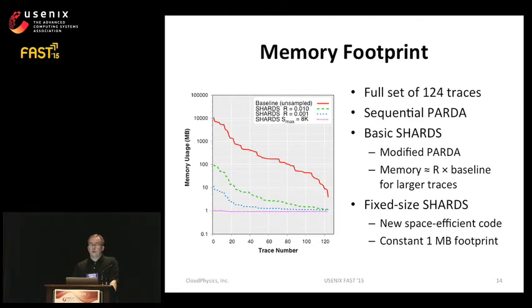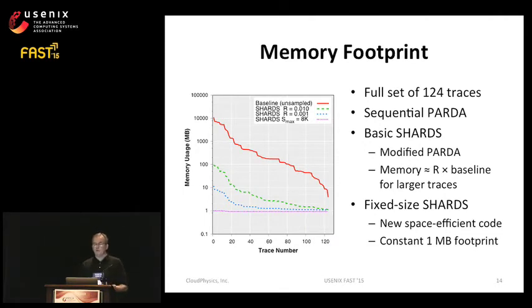Our experimental results are from 3 different implementations. The baseline, in red, is the open source implementation of sequential Parda using a standard hash table and unbalanced tree approach. For basic SHARDS, shown in green and blue for 2 different sampling rates, we modify the Parda code to add hash-based spatial filtering. Not including public domain hash function libraries, this required less than 50 lines of code.